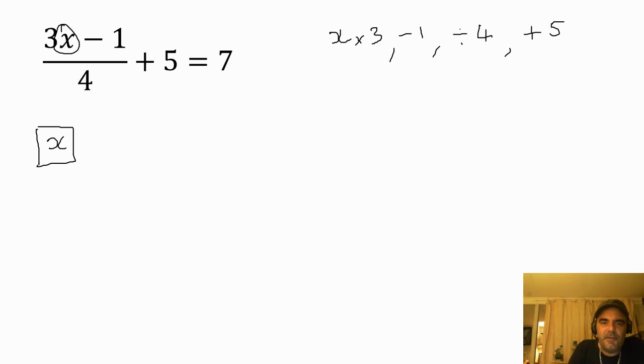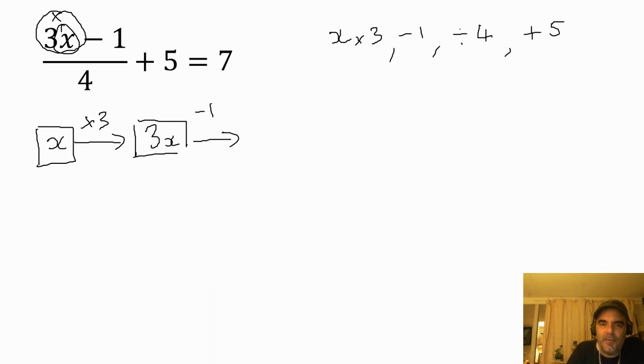Okay, so what's the first thing we did? We multiplied it by 3. So let's show an arrow saying that we multiplied by 3, and the result of that is we got 3x. All right, so what did we do after multiplying by 3? We took away 1. So our next arrow is taking away 1, and the result is we got 3x minus 1.